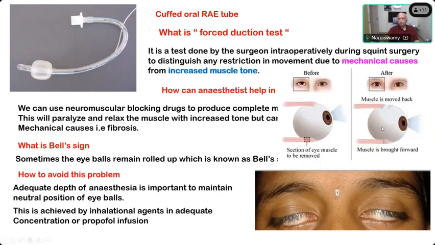This is how the surgery is being done. The muscle will be resected and then reattached to correct the defect. So the process is done.